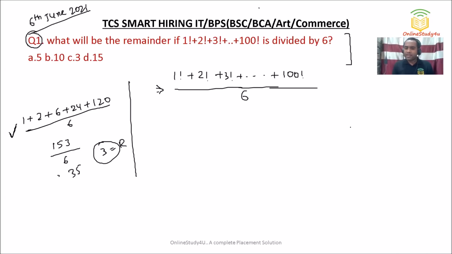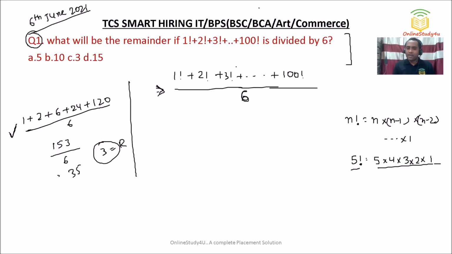So friends, what is the meaning of factorial? If you have to calculate n factorial, start with n into n minus 1 into n minus 2, and you have to go till 1. Suppose we have 5 factorial, then start with 5 into 4 into 3 into 2 into 1. So you need to start with 5 and you have to go till 1.